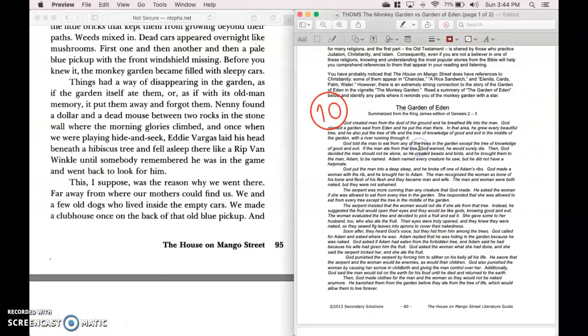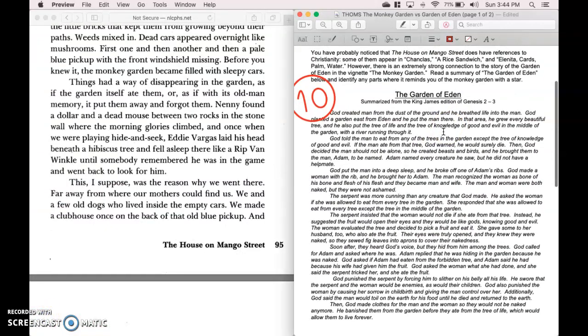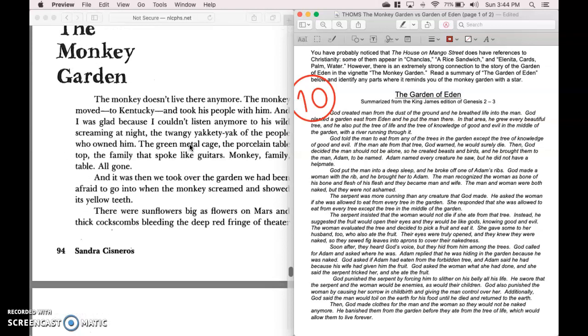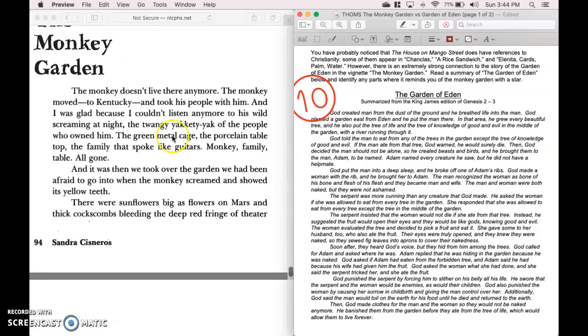So in the first paragraph of the story, it says, God created man from the dust of the ground, and he breathed life into the man. God planted a garden east from Eden, and he put the man there. So right away we see a connection here. The fact that there is a garden that is planted east from Eden, we can make a connection that there is a garden that is planted here in The House on Mango Street.